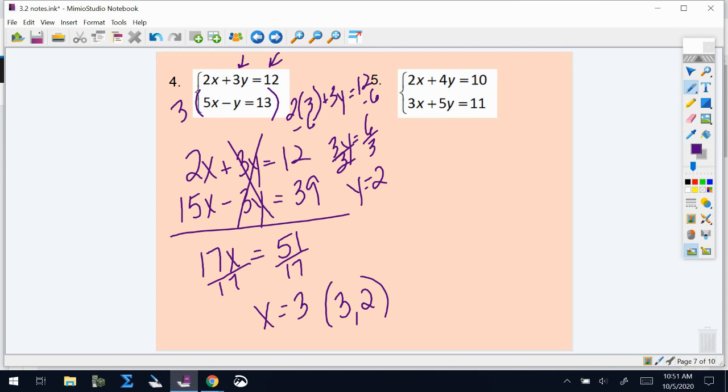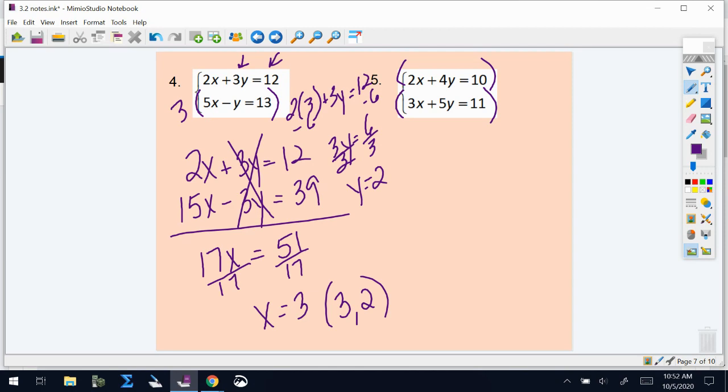Next one is probably the highest level of difficulty here because there's not a real quick fix. It is not one that we can automatically eliminate. It is also not one that I can just multiply one line by something and get it to eliminate. So in this case, I actually have to do kind of a double adjustment. I need to multiply the whole first line by something and the whole second line by something different in order to get it to eliminate. You have choices here.